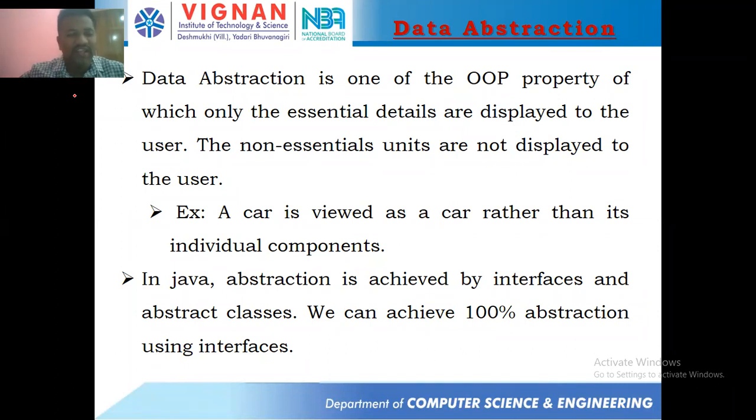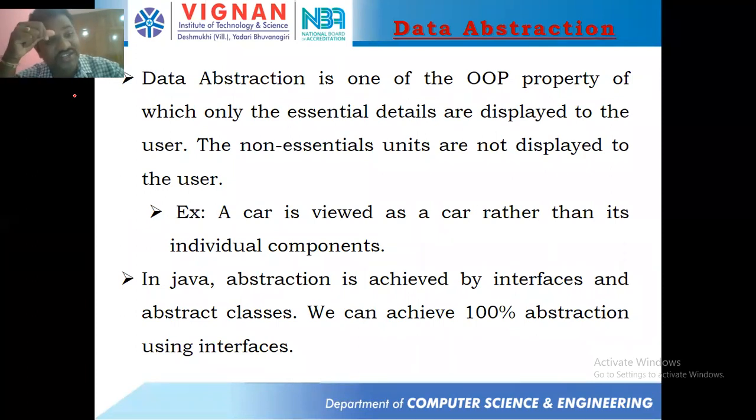And now we'll be entering into another topic called data abstraction. It is one of the object-oriented programming principles in which essential details are displayed to the user. Non-essential details are not displayed to the user. That is what data abstraction is.